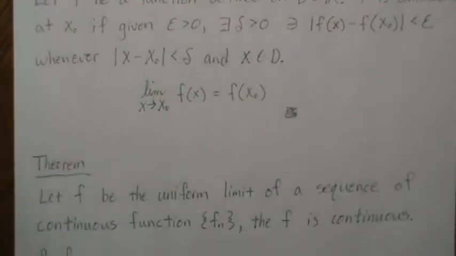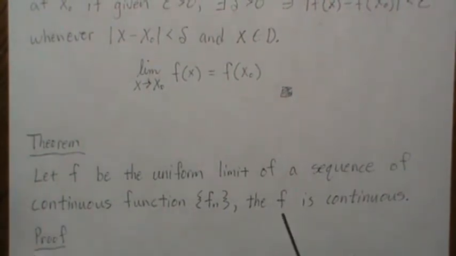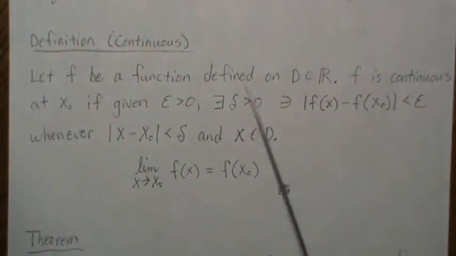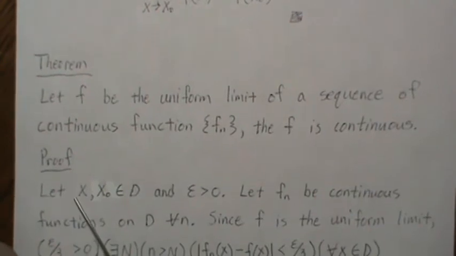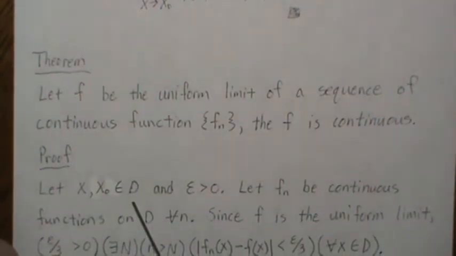So the theorem says: let f be the uniform limit of a sequence of continuous functions f of n, then f is continuous. That's what we're going to prove. But to show f is continuous, we have to show it meets the definition of continuous. So for the proof, let x and x naught be in our set D, and let epsilon be greater than 0.